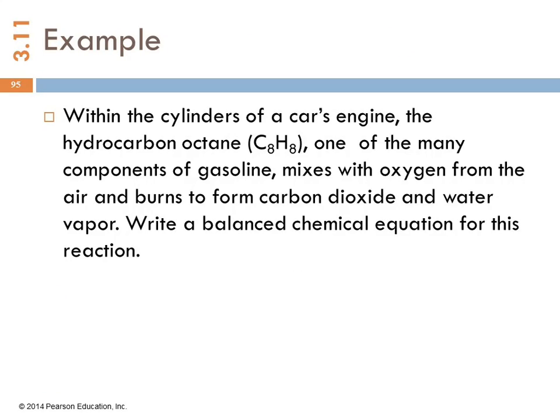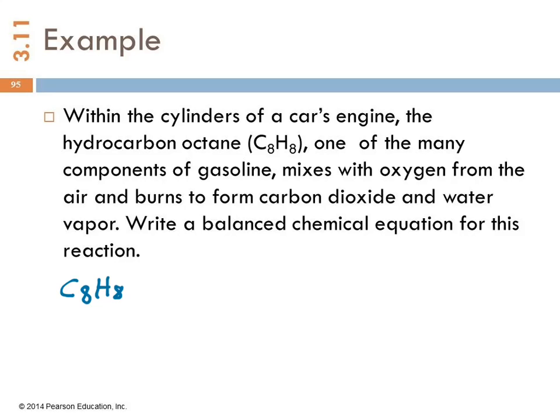So let's do an example. In the cylinders of a car's engine, octane is one of the many components of gasoline. It mixes with oxygen from the air and burns to form carbon dioxide and water. Write a balanced chemical equation. Well, we need the formulas first for the reactants. What's one of the reactants? That hydrocarbon octane, which has the formula C8H8. Now, this doesn't specifically tell us to include state symbols, but let's go ahead and try to do that.